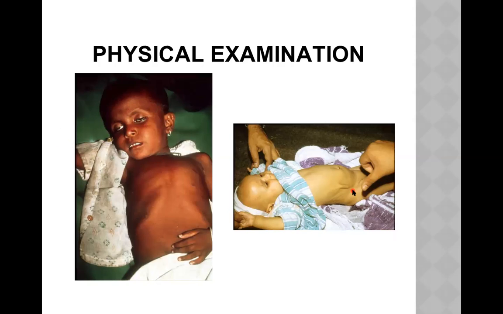Now have a look here. That's the reduced skin turgor which I was talking about just now. This baby is very small, probably an infant. If we pinch the abdominal skin and leave our finger, if it goes back very slowly, this is a sign of severe dehydration. At the same time, this baby also has a bit of sunken eye. So these are the important physical findings.